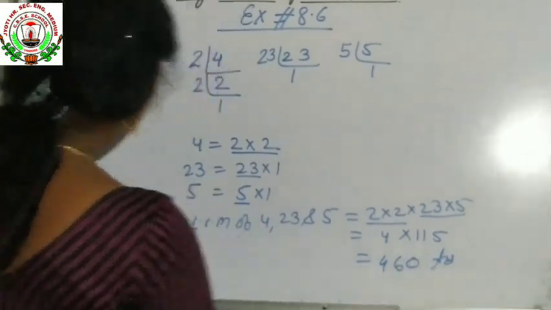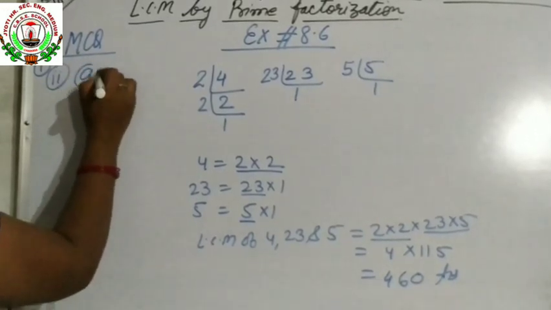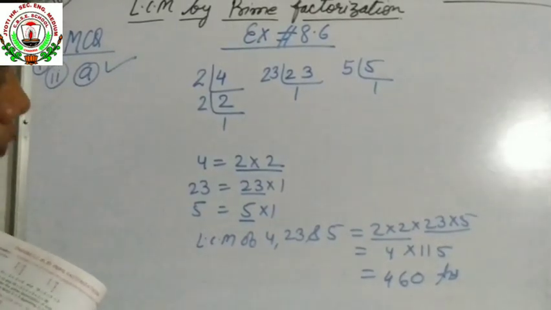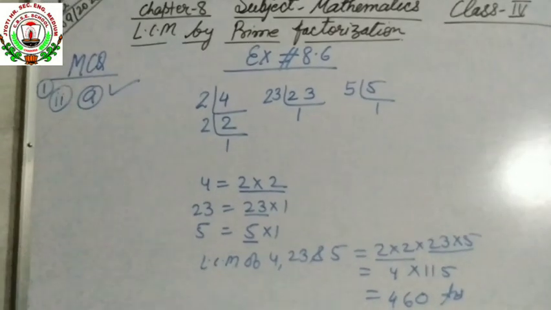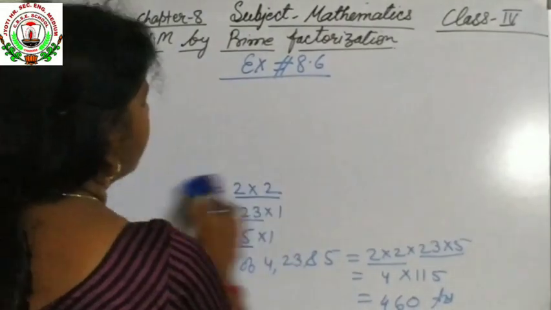So 460 is the answer, which is your answer number A. So you will put tick mark in A. Understood how to find out the MCQ. Now next question is question number 3.